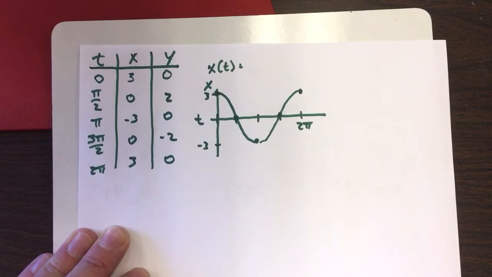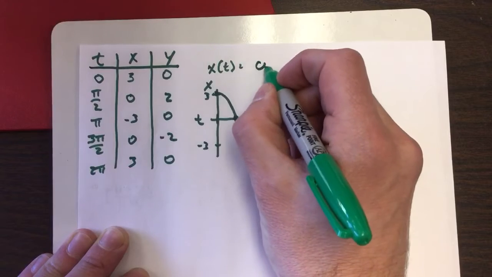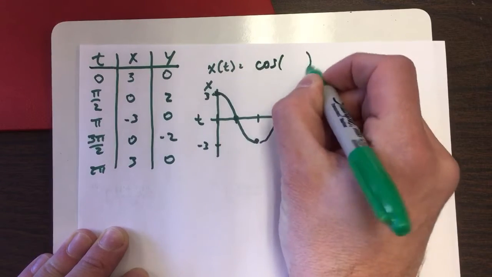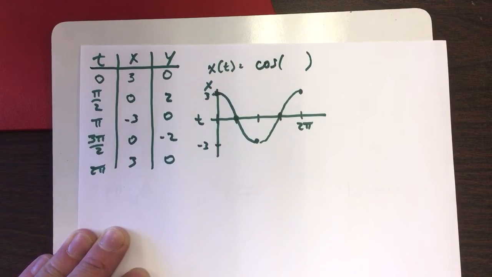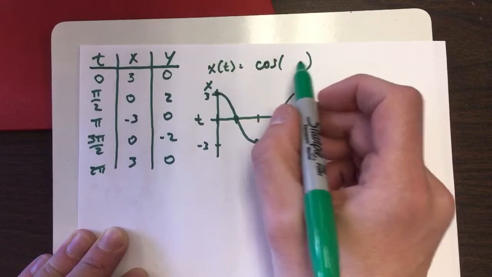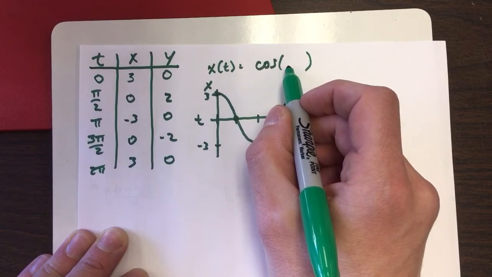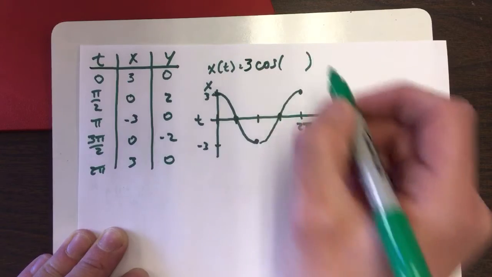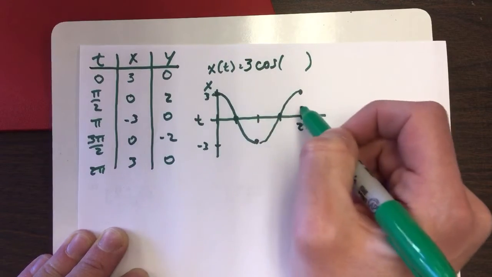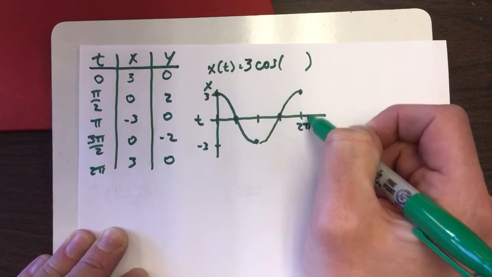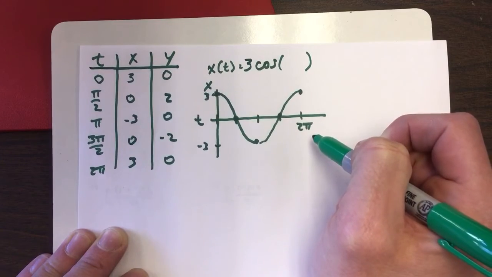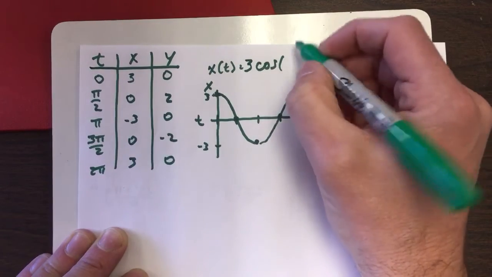Hey, that looks familiar. It's a cosine wave. What's the period? 2 pi until it repeats. So our b coefficient: 2 pi over b equals 2 pi. So 2 pi divided by what gets us 2 pi? 1.